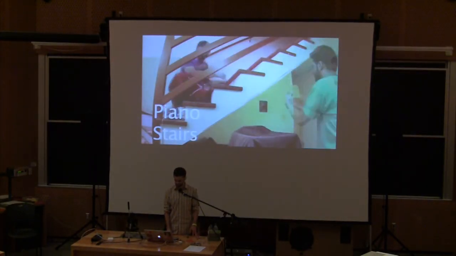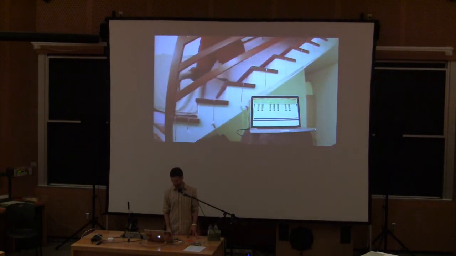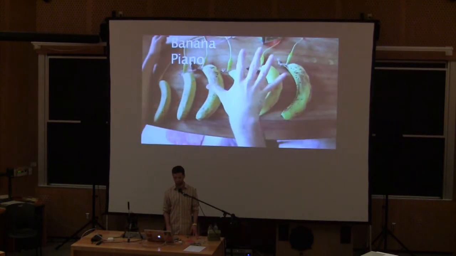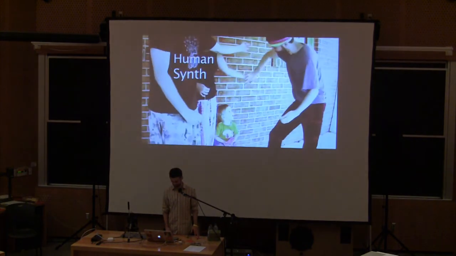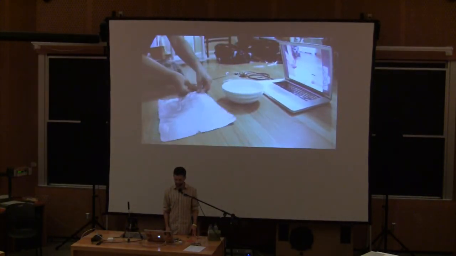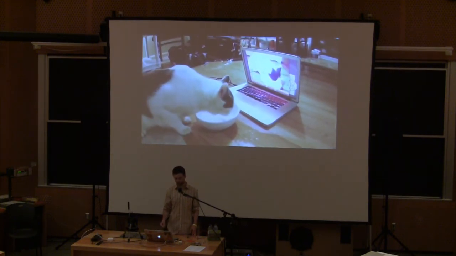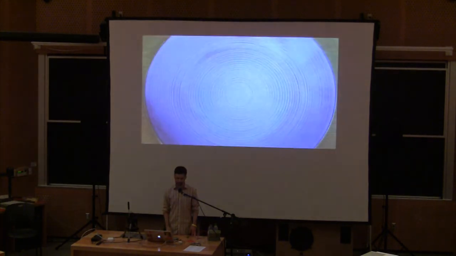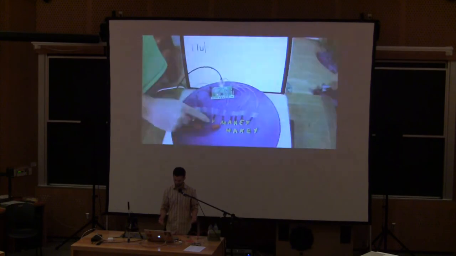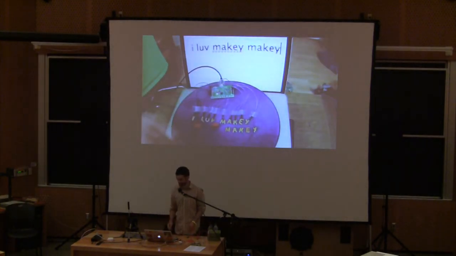So here, we've rigged up a piano that you play with the computer keyboard to the stairs. The banana piano, of course. The human synthesizer, as you just saw, works with babies. Here, the cat sits on the foil, and as soon as it drinks from the water bowl, that completes the circuit, pressing the button on Photo Booth to take a picture of itself. And here, we have some just ordinary alphabet soup, and we can use it to type. So notice that there are carrots being used as the space bar in that particular case.